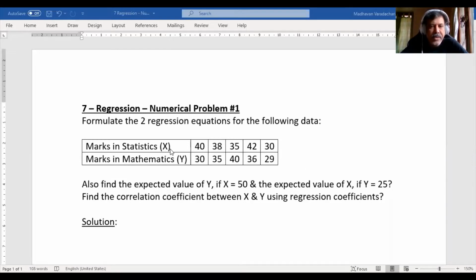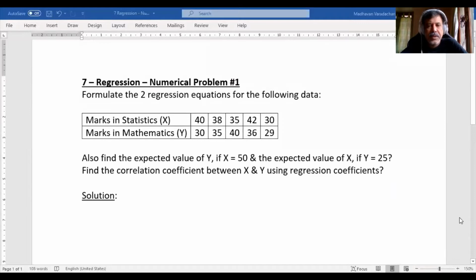They give us marks in statistics, which is considered as variable x, and marks in mathematics, which is considered as variable y. Some 5 pairs of data are given. Also find the expected value of y if x is equal to 50 and the expected value of x if y equal to 25. And then find the correlation coefficient between x and y using regression coefficients.